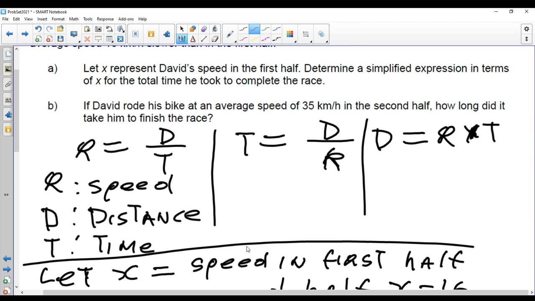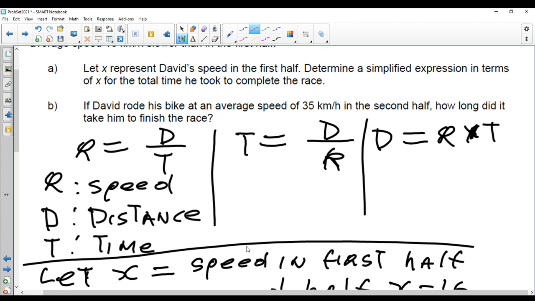We have to adjust that 35 to figure out what his speed is in the first half, which we were told is 16 kilometers per hour slower in the second half. So he must have been going 16 kilometers per hour faster in the first half. So if in the second half he's doing 35 kilometers per hour, in the first half he must have been doing a faster speed. We just simply add the two together: 35 plus the 16.